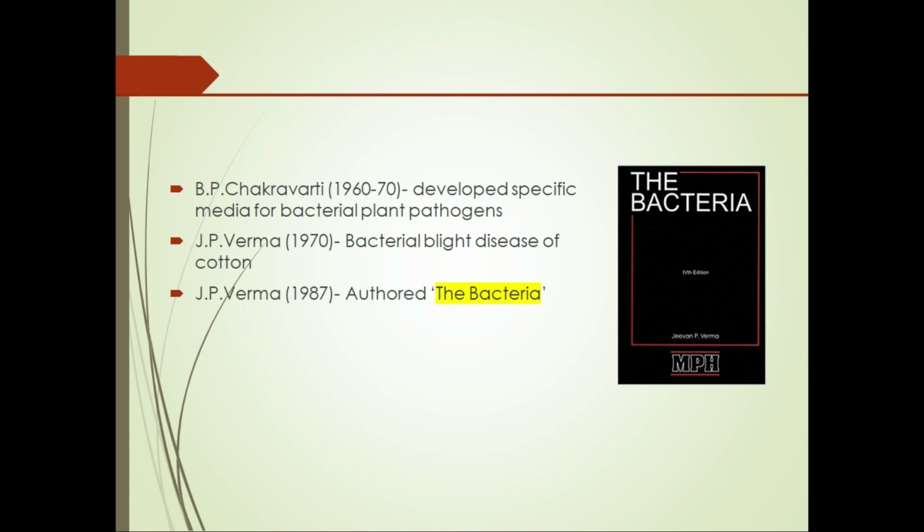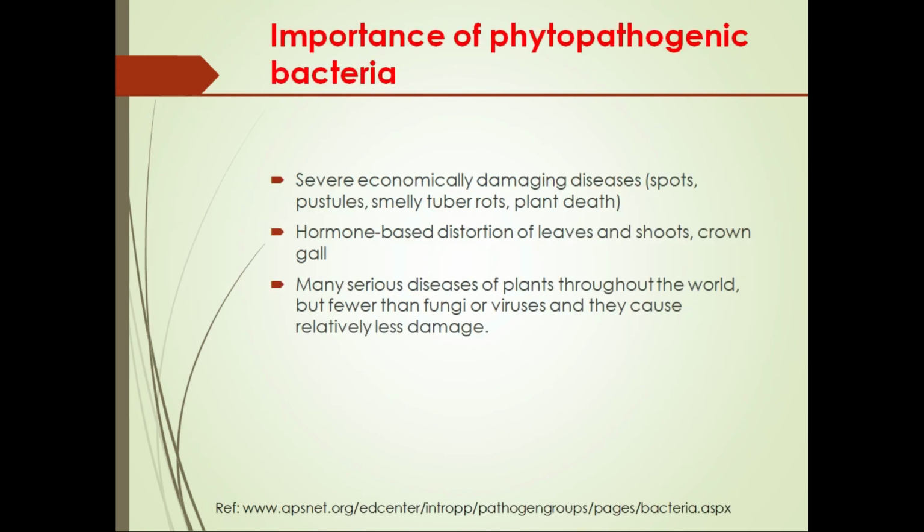Now, what is the importance of plant pathogenic bacteria? Should we study them, and why should we study them? Plant pathogenic bacteria cause severe economically damaging diseases like spots, pustules, smelly tubers or soft rotting, and plant death even, like wilting. There are other diseases which are caused by bacteria through hormonal disturbances in plant parts like leaves and shoots, and one prominent example is crown gall, which is simply one hormonal disturbance in the plant body.